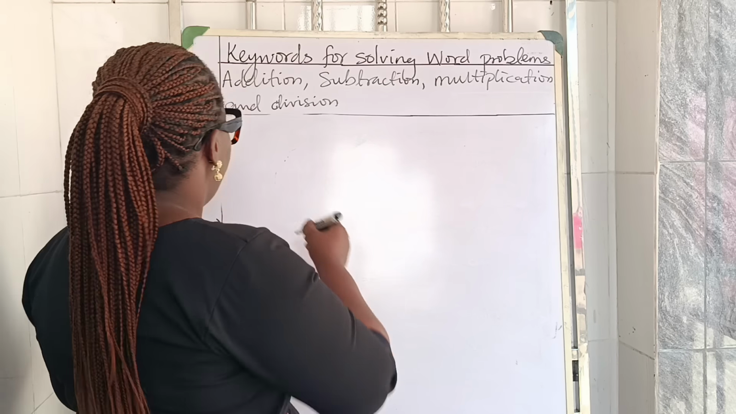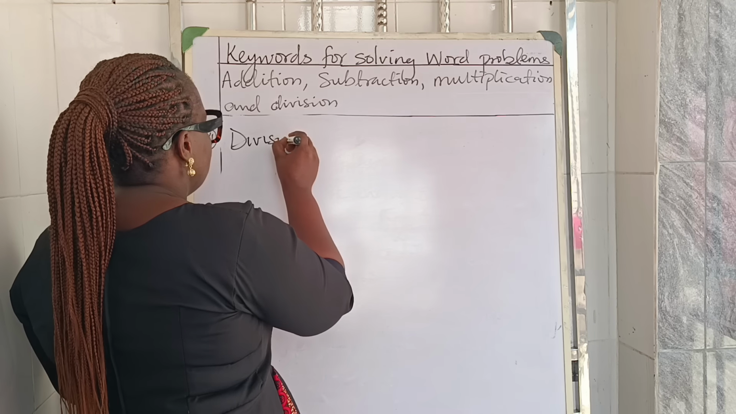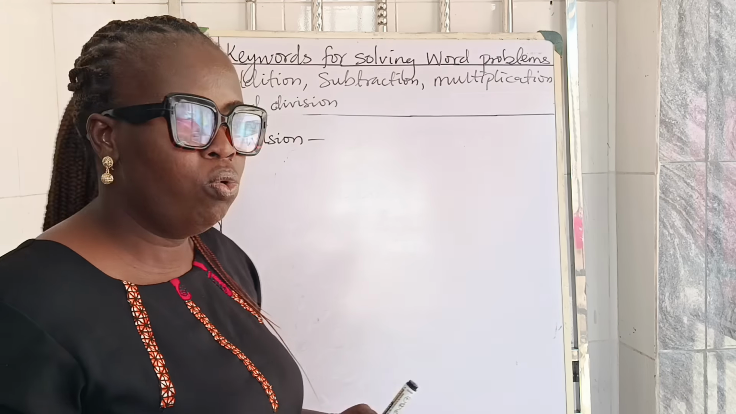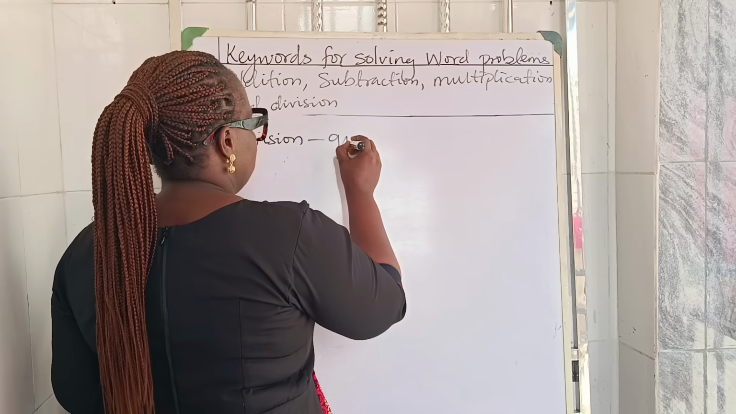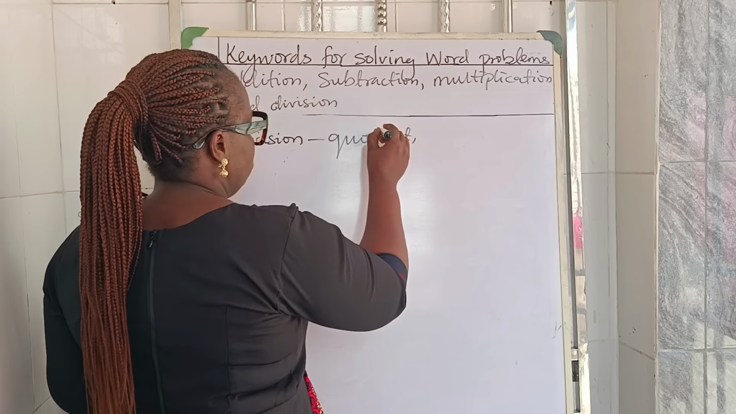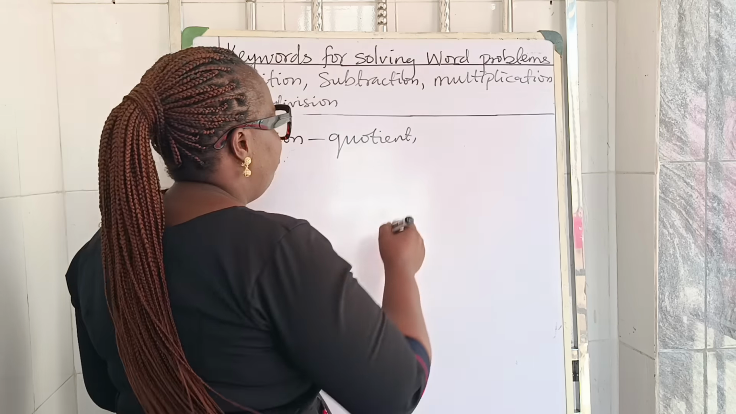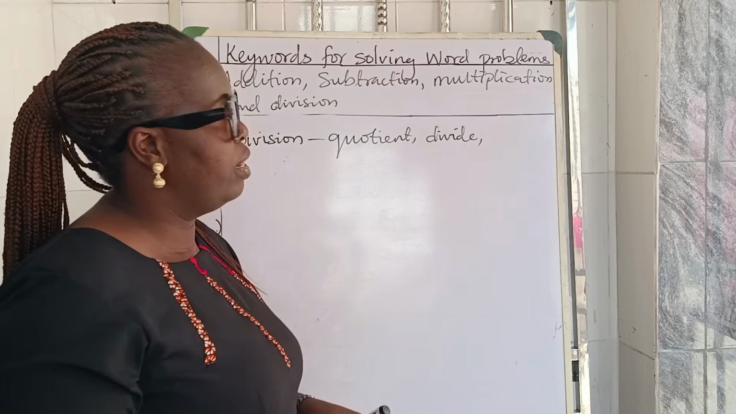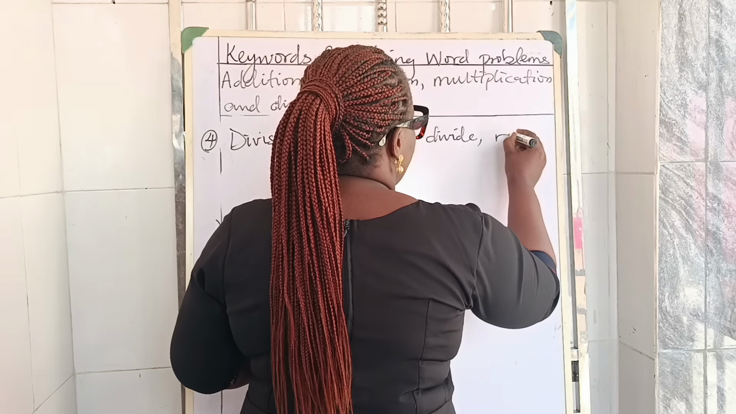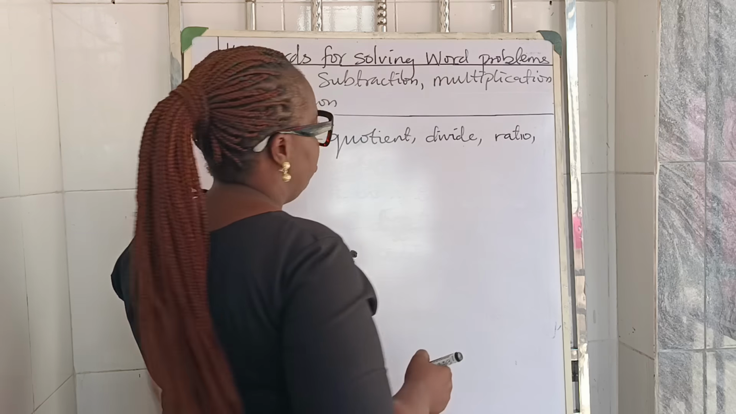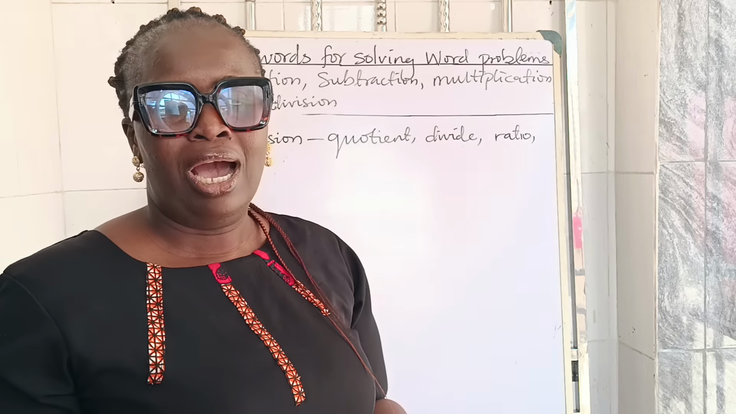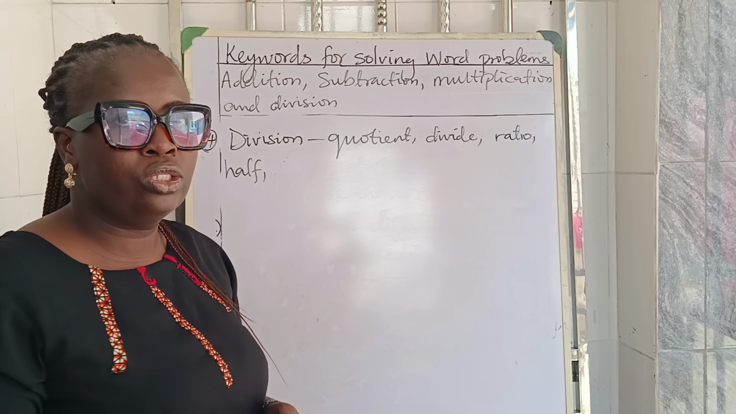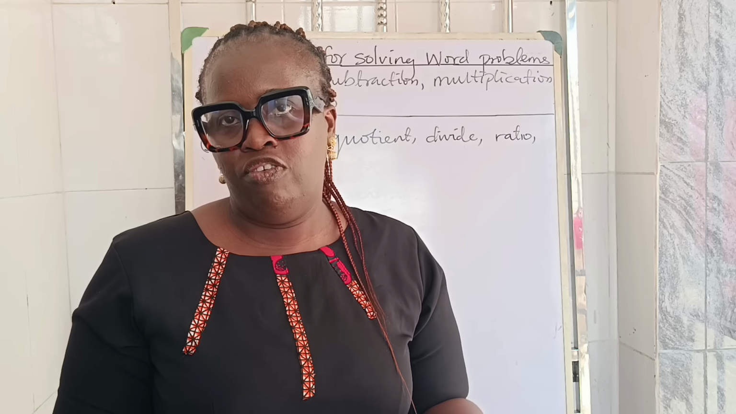Now, the last one we have is division. The answer we get from division, what do we call it? We call it quotient. We can also ask you to divide, right? Or the ratio, find the ratio. They're asking you to also divide. They're asking you to divide half of a number. It equally entails that you should divide.